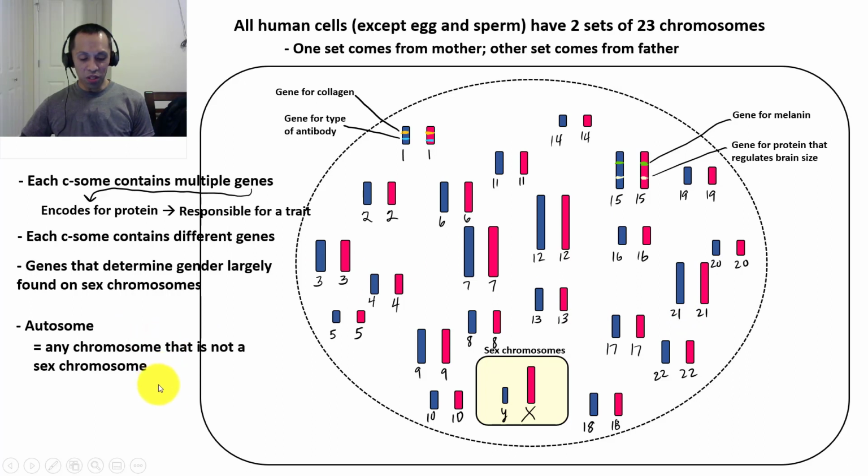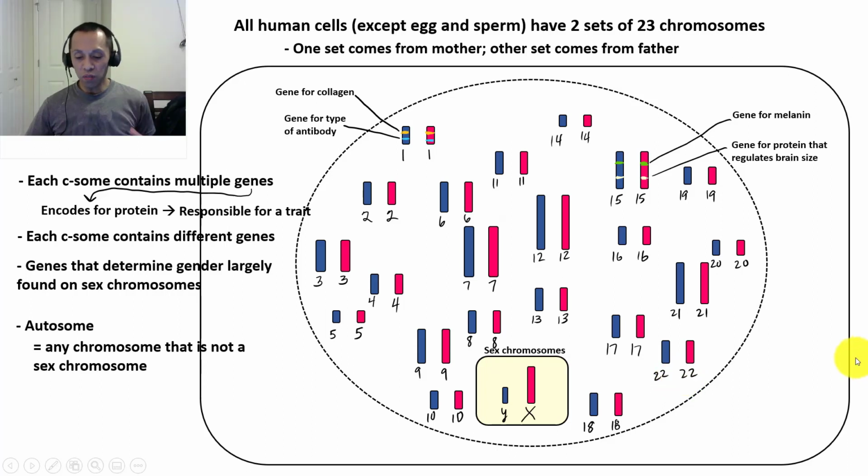An autosome is just any chromosome that you find in the nucleus of a human cell that is not a sex chromosome. So if you consider all of the chromosomes inside of this nucleus, this is a sex chromosome, this is a sex chromosome. All of these other chromosomes that are not the sex chromosome, those are called autosomes. So chromosome number 1 is an autosome, number 2 is an autosome. All of them up to number 22 are considered to be autosomes.